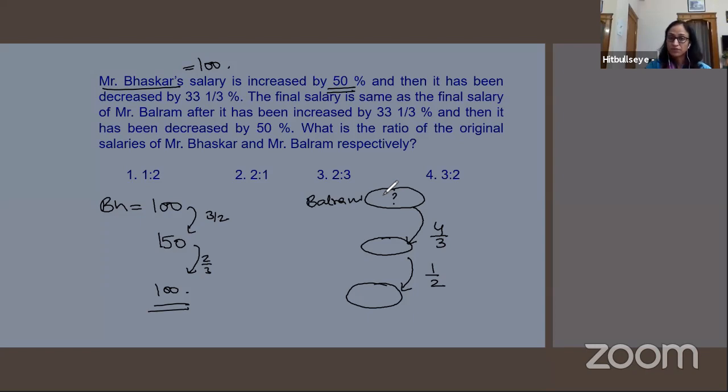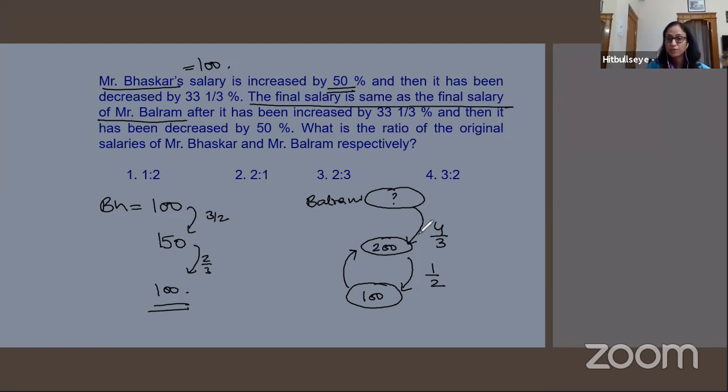But I was told something very interesting in this question, that is the final salary. Final salary is same for both of them. The final salary is same as the final salary of Mr. Balram. So that means I know this number. I have to go back. This question is also making you understand a very important concept, that is backward approach. If from here to here you are dividing by 2, so from here to here you have to multiply by 2. So this missing number has to be 200.